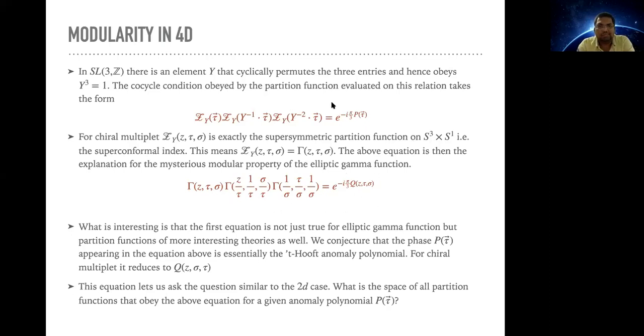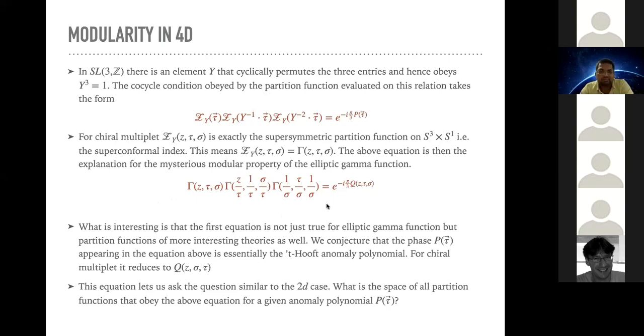So this picture already explains where the mysterious modular property of the elliptic gamma function is coming from. But a nice thing about the way we are looking at this problem is that the results about the partition functions are more general than to be just applicable to the chiral multiplet. So in particular, we can apply this to other supersymmetric theories, and those will end up constraining the partition functions of those theories as well.